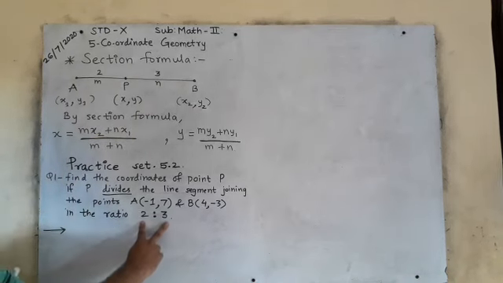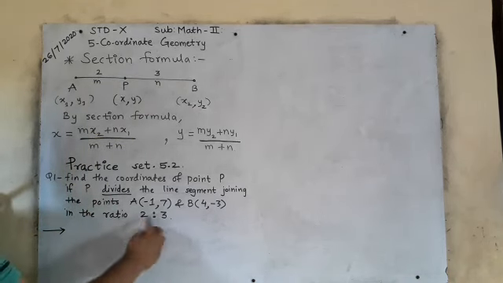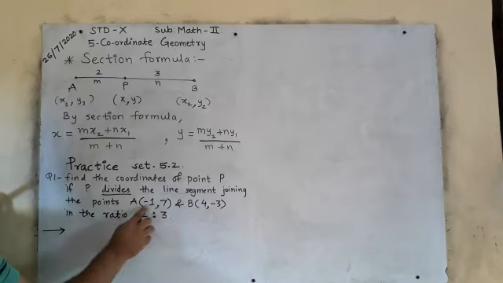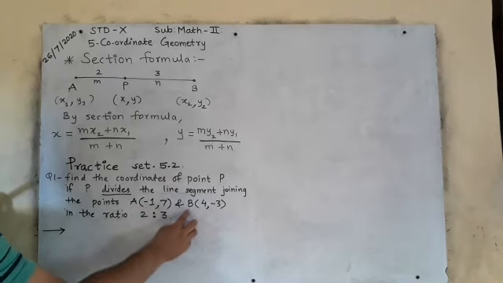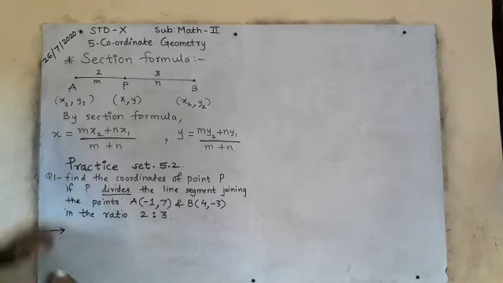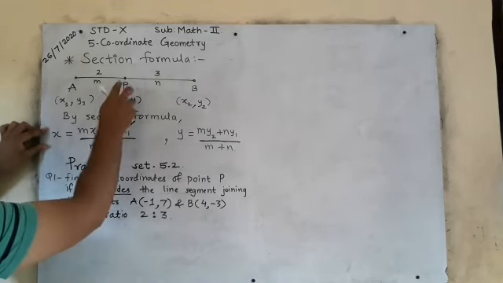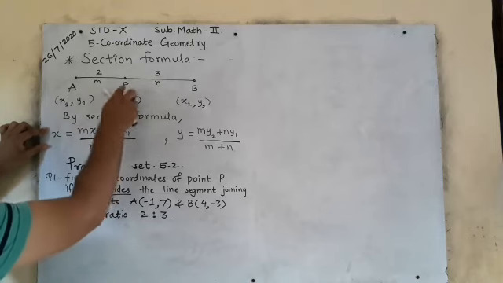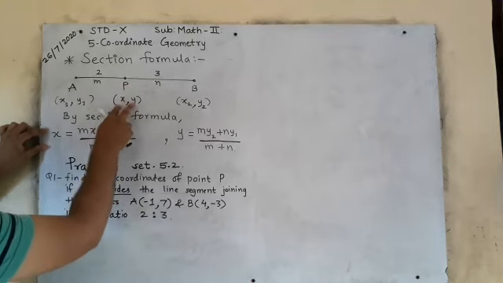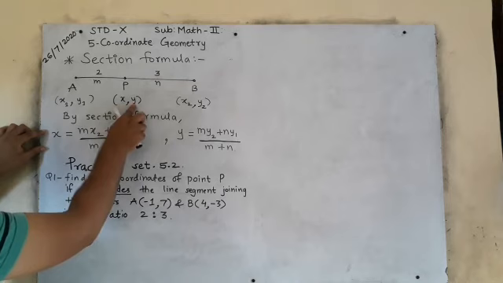So whatever ratio is given, that is the value of m and n. Is it clear? A का coordinate x1 y1, B का coordinate x2 y2. So by section formula, what is section formula? We have to find the coordinates of point B. Coordinates of point B जो होंगे x और y.